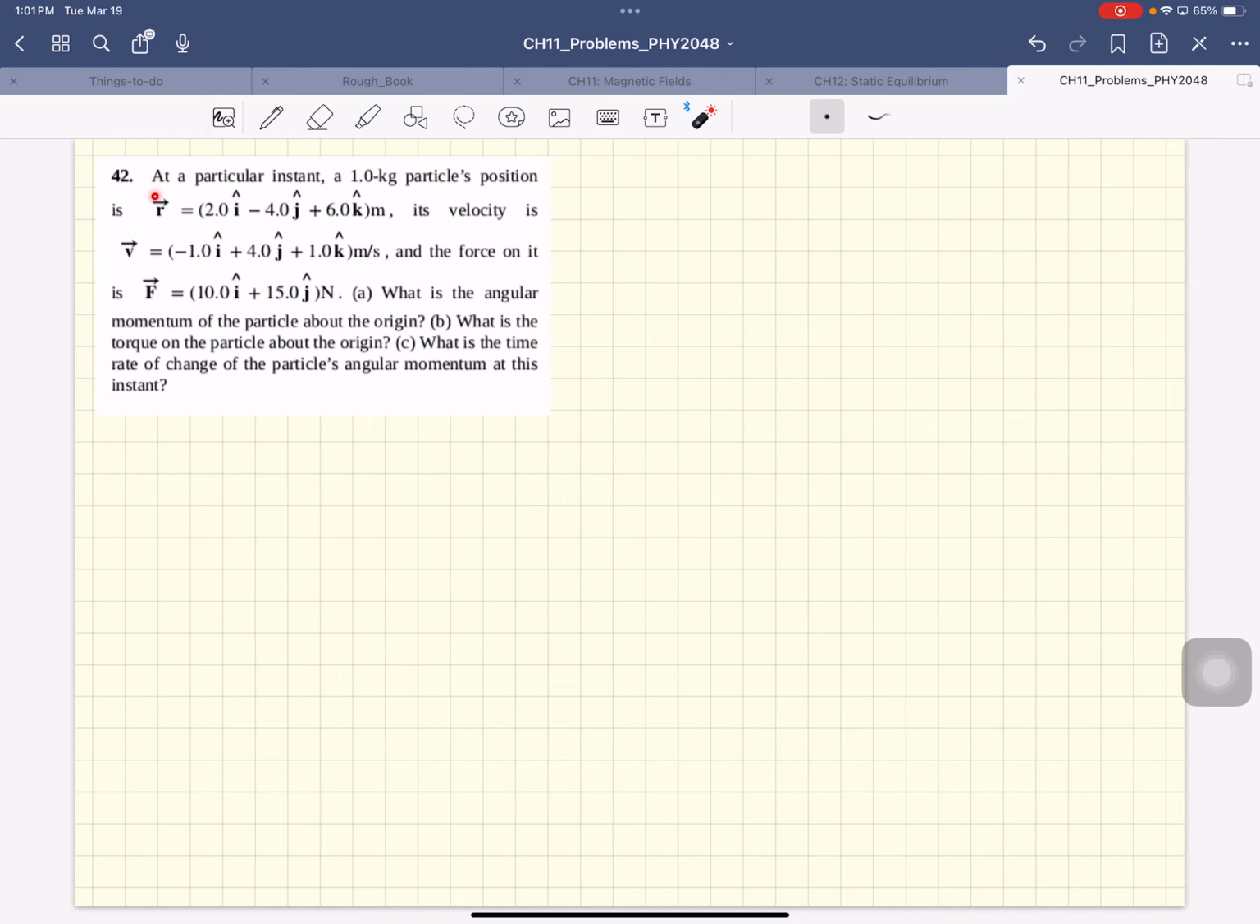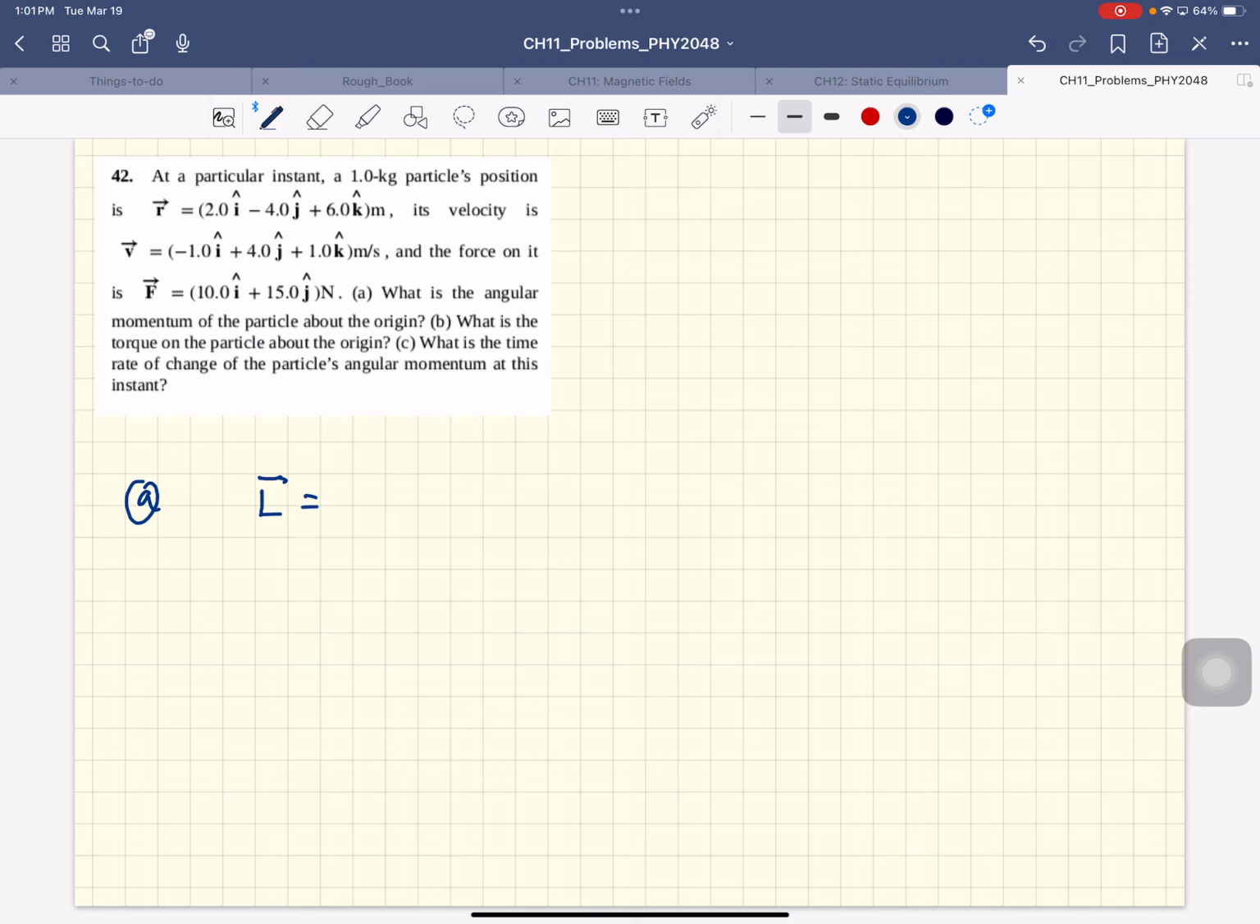So this problem says, at a particular instant, a 1 kg particle's position is that, its velocity is that, and the force on it is that. What is the angular momentum of the particle about the origin? All these are position vectors with reference to the origin. And this problem is about doing cross products and looking up definitions.